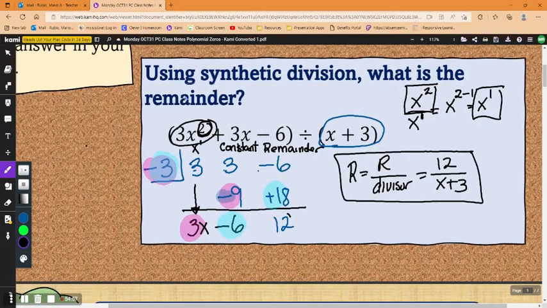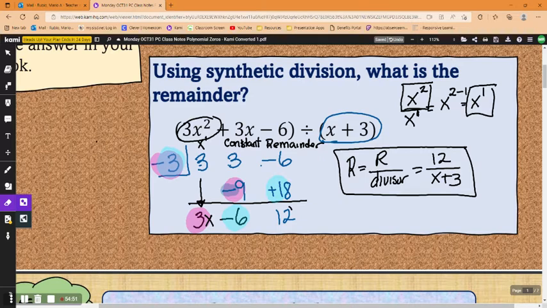Okay, that's what I was asking for. Use synthetic division. What is the remainder? There's one problem exactly like this on the 4-week exam, so make sure you understand how to get that remainder and how we write it in the correct format.